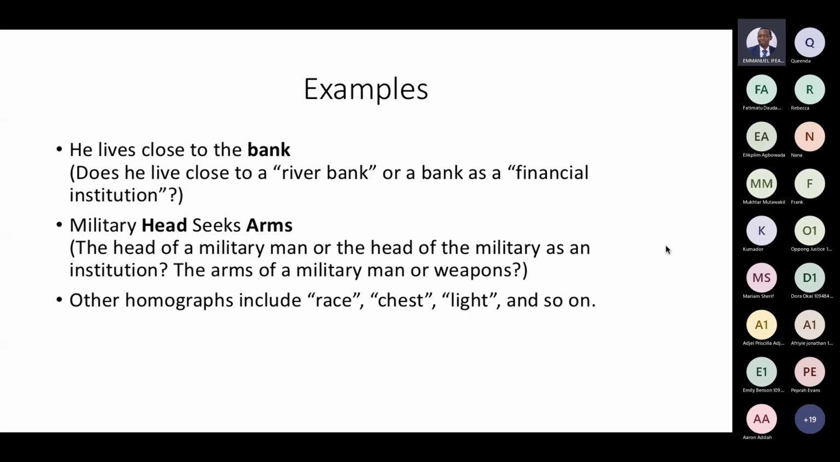So the word bank has different meanings. Another example: military head, six arms. Are we talking about the biological head of a military man or the head of the military as an institution? Are we also talking about the biological arms of a military man, or about weapons? Other homographs include race, chest, light, and so on.